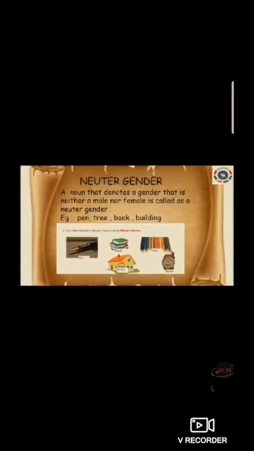So students, the definition of neuter gender: a noun that denotes a gender that is neither a male nor female is called neuter gender. For example, pen, tree, book, building, as you can see in this pic.